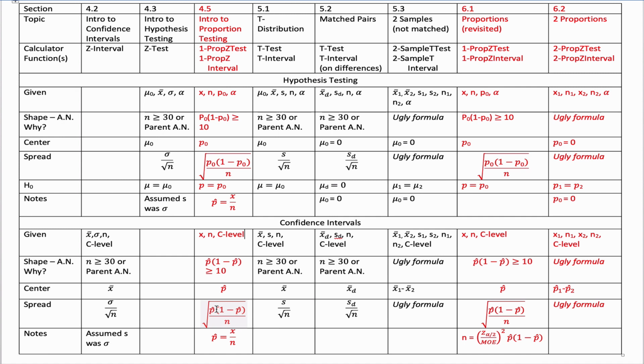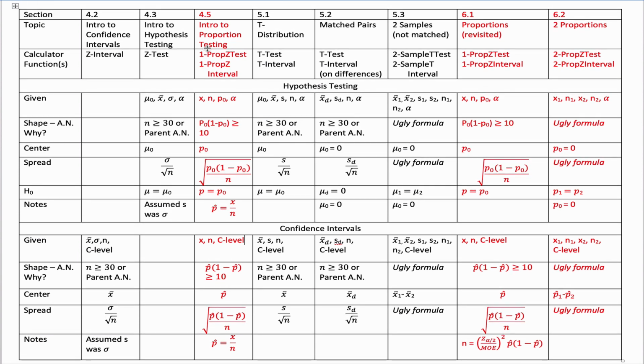Next best thing is p hat. So it's the same formula with p hats in place of the p naughts. And again, I noted here that p hat is just x over n. X and n are given to you in the problem. So 4.2, 4.3, and 4.5 are really the basis for everything going forward. So I went through those a little bit more slowly, I guess.